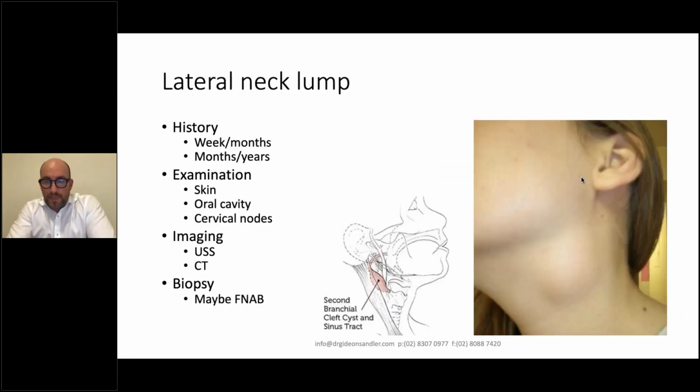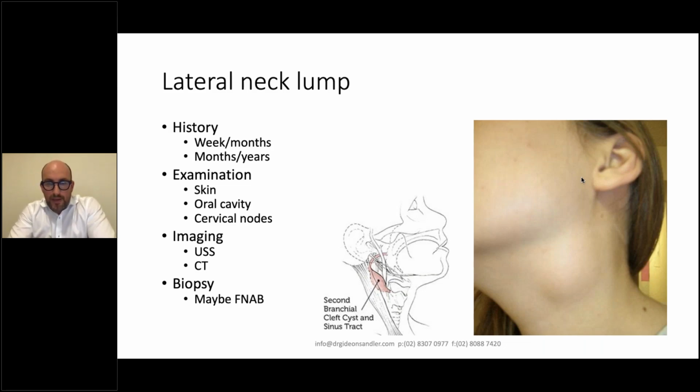A lateral neck lump has a slightly different differential diagnosis. If it's been present for weeks or months, it may represent a lymph node. If it's been present for months or years, it may represent a branchial cleft cyst. In children, it is important to remember that though 80% of neck lumps are benign, 20% are malignant. So it is important, particularly in older children, to examine their skin, their oral cavity, and the other cervical lymph nodes. The imaging of choice again is an ultrasound in the first instance. CT scan is kept in reserve.